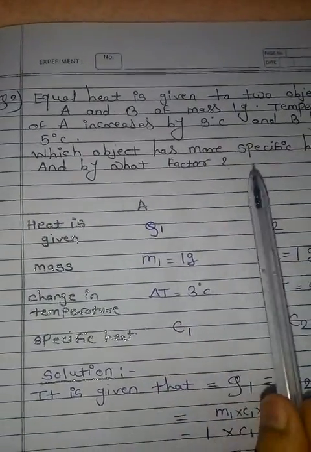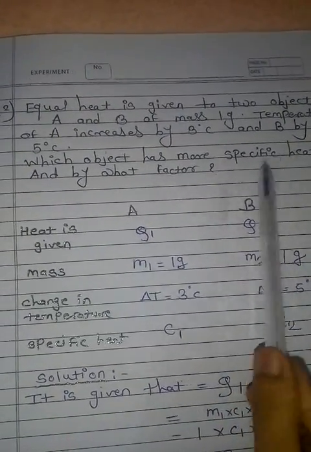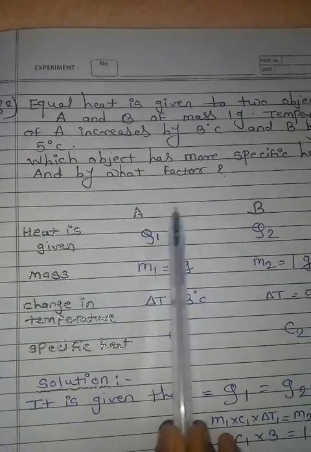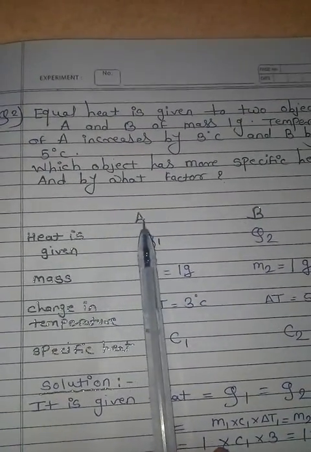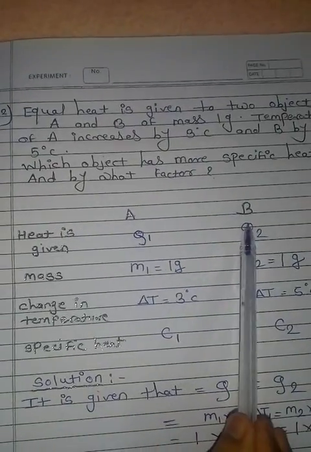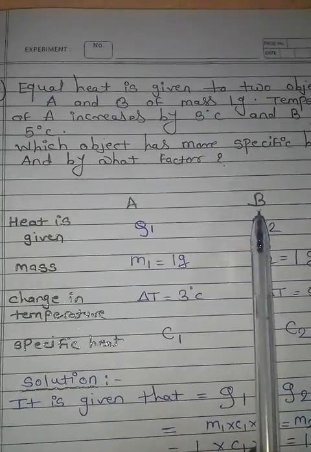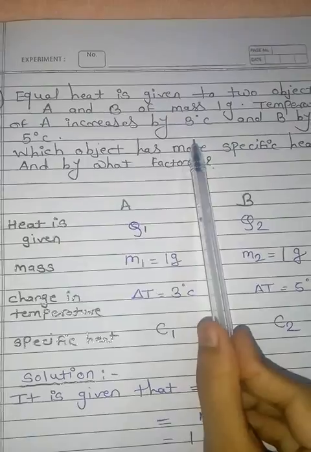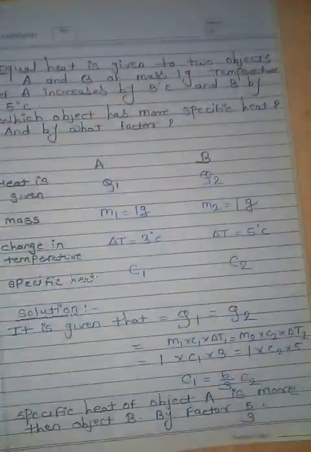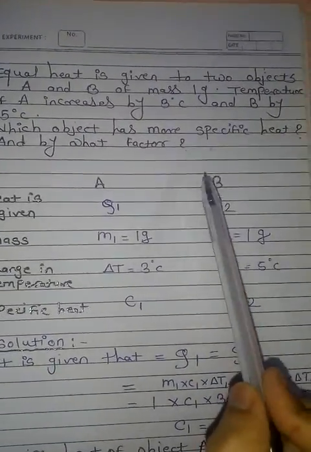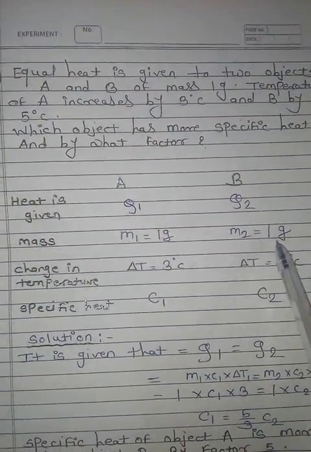From the question you will understand that there are two objects. Let's take one object as A and the second as B. Heat is always given in terms of Q, so since there are two objects we write Q1 and Q2. The mass of the first object is 1 gram, so M1 is equal to 1 gram. And the mass of the second object, M2, is also 1 gram.